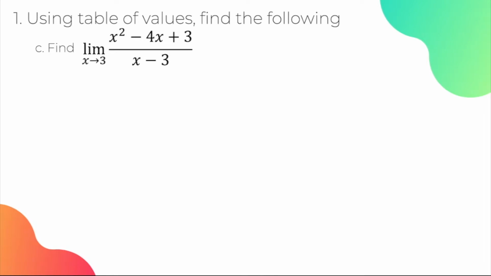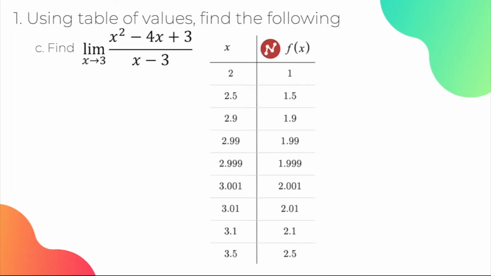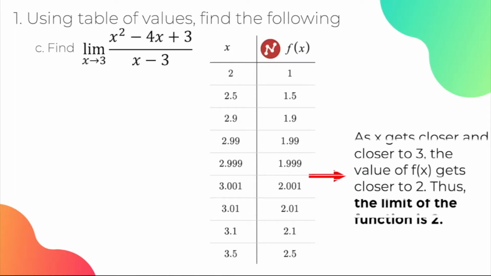Now let's find the limit of the function x squared minus 4x plus 3 all over x minus 3 as x approaches 3 using table of values. As you can see in the table of values, as x gets closer and closer to 3, the value of f of x gets closer to 2. Thus, the limit of the function is 2.